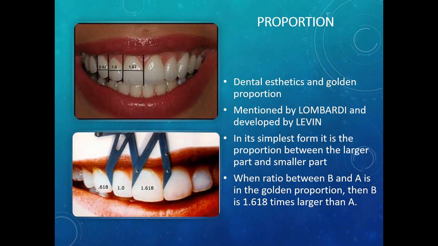And according to Lombardi, when viewed from the facial aspect, the width of each anterior tooth should be 60% of the width of the adjacent tooth. So the mathematical ratio will be 1.6 to 1 to 0.6 respectively for maxillary central, lateral and canine. Now, in the simplest form, the golden proportion is defined as a proportion between the larger part and the smaller part. So, when the ratio between central and lateral is in golden proportion, then the centrals should be 1.618 times larger than the laterals. So, this is about golden proportion.